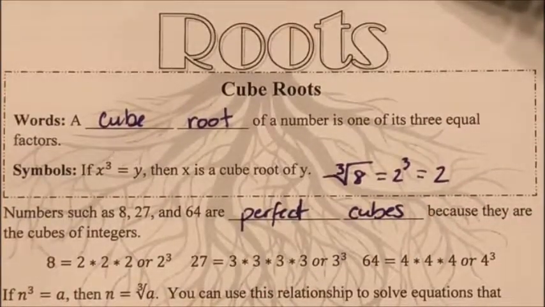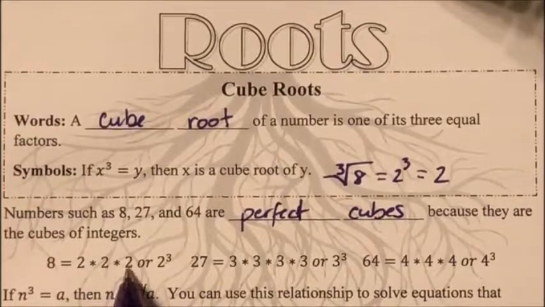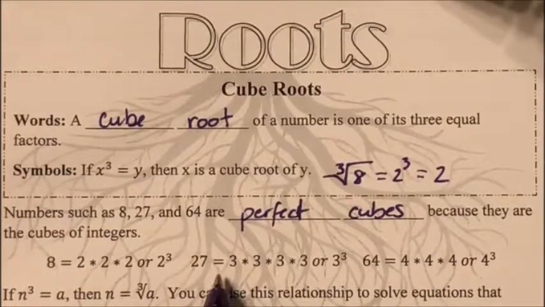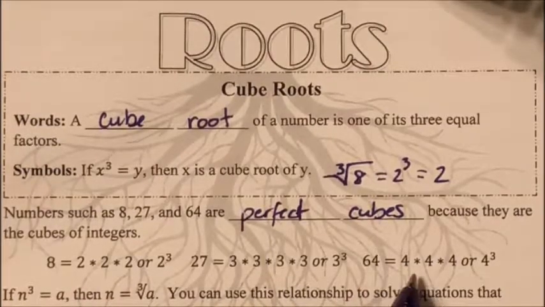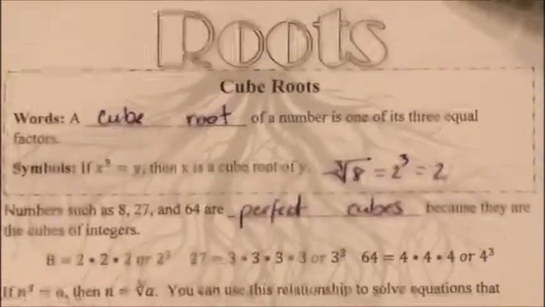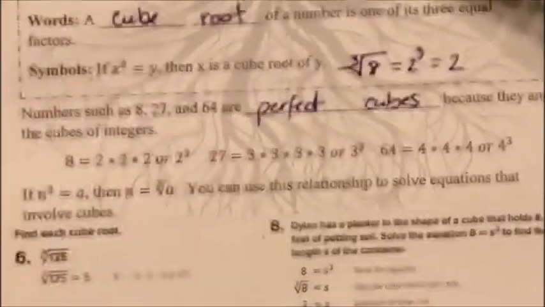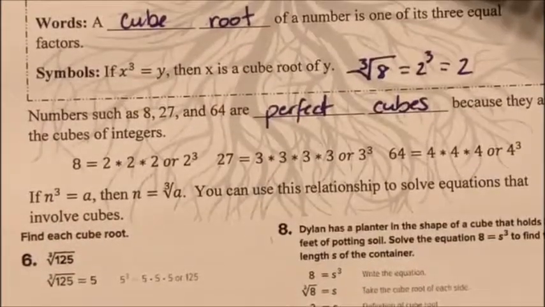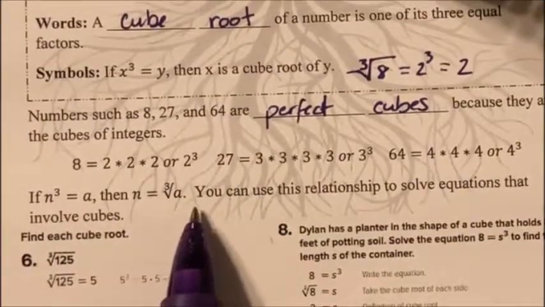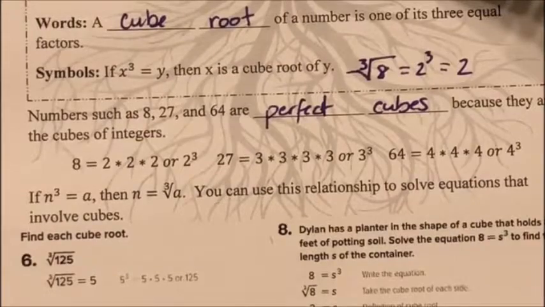Because they are the cubes of integers. Okay, so 8 equals 2 times 2 times 2, or 2 cubed. 27 equals 3 times 3 times 3, or 3 cubed. 64, 4 times 4 times 4, or 4 cubed. So if n cubed equals a, then n equals the cube root of a. You can use this relationship to solve equations that involve cubes.